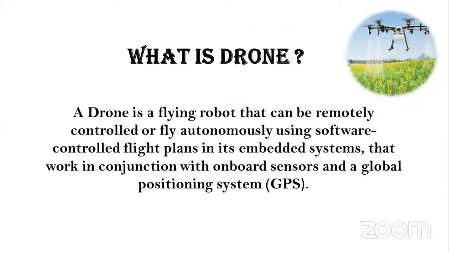Madam, next. Explain about what is a drone. A drone is a flying robot that can be remotely controlled or fly automatically using software-controlled flight plans in its embedded systems that work in conjunction with onboard sensors and a global positioning system.